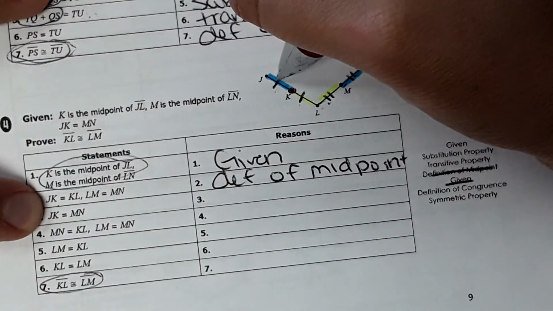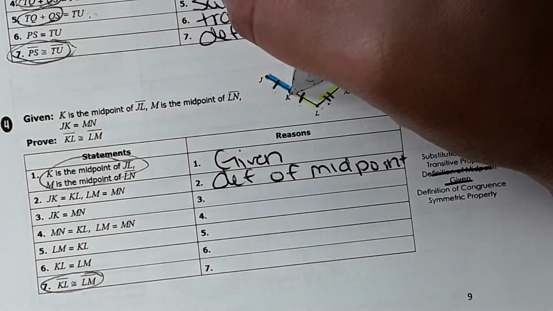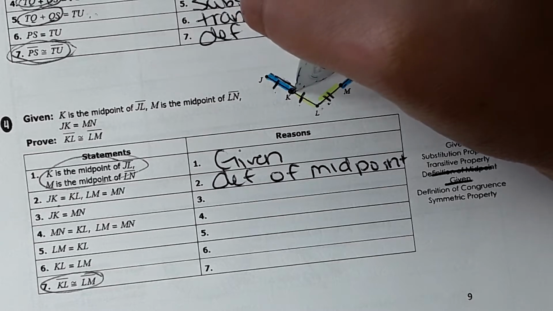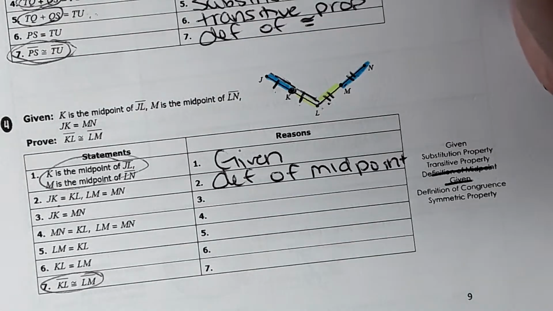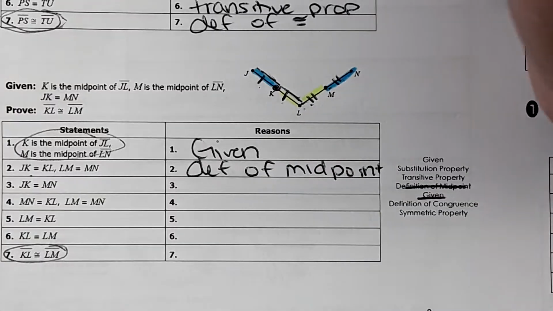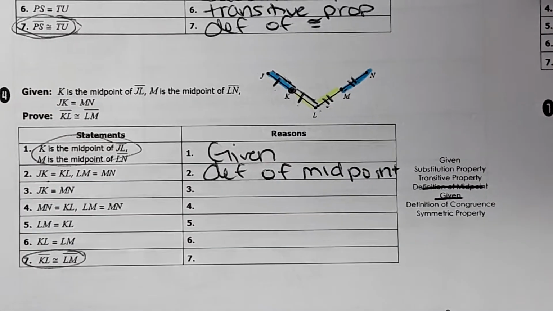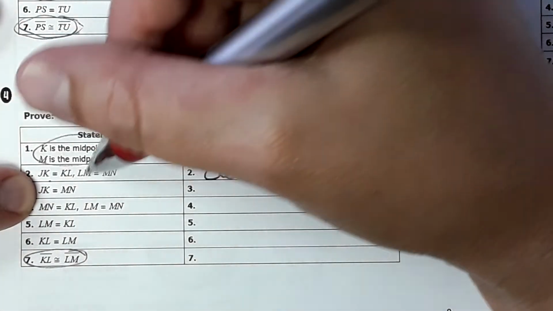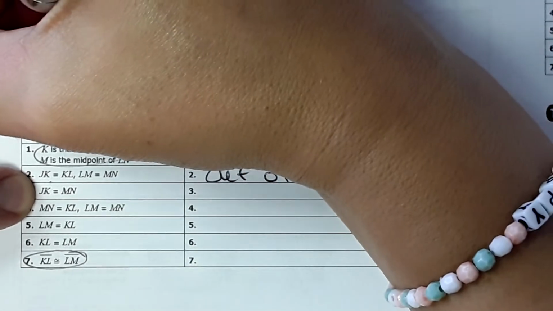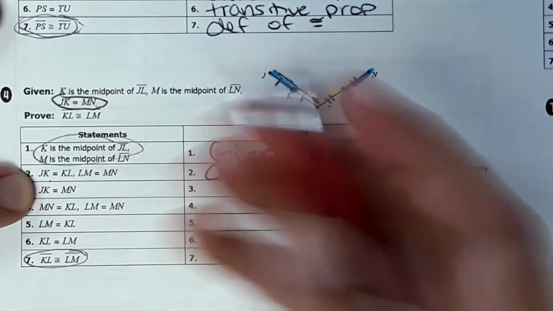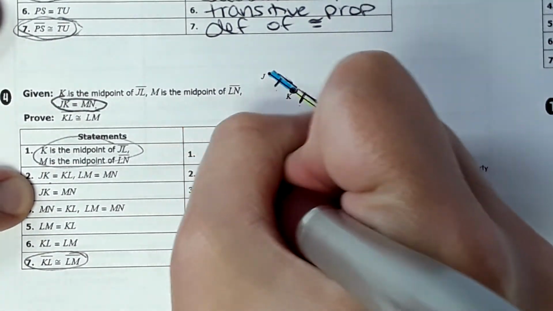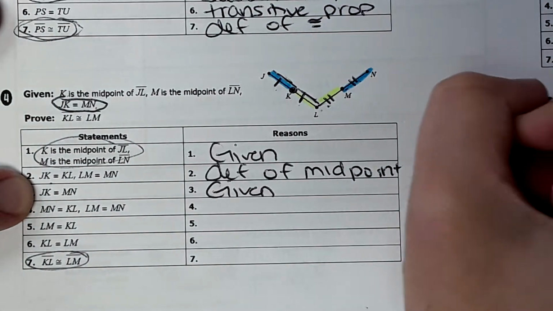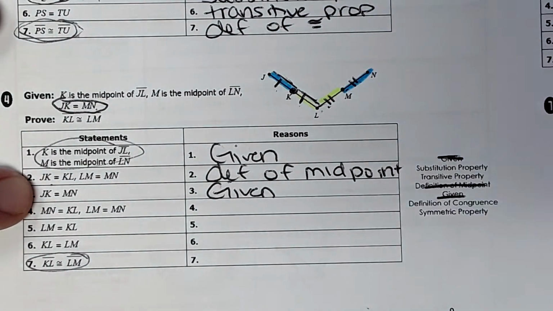So they told us that K is a midpoint, so that means that JK would equal KL because of definition of midpoint. And same with the other statement. Okay, so next they're coming in with JK equals MN. I'm trying to see the correlation. There's no correlation. It's actually part of the given here. JK equals MN, so this is also given. I know that was kind of tricky. Sometimes they do that though.